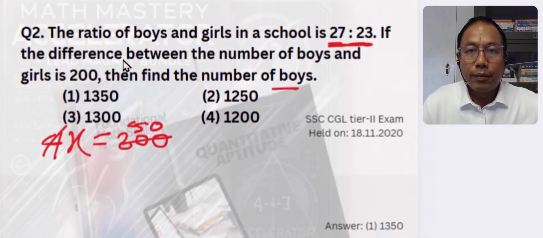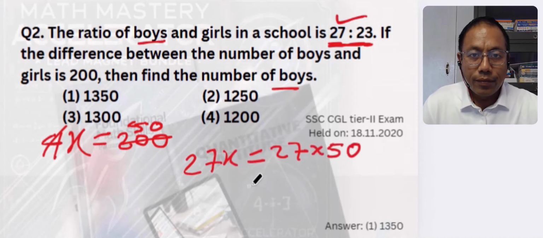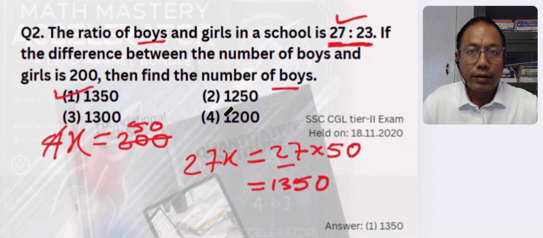Number of boys. Boys is the first one. The first one is 27x. 27x is 27 into 50. 27 is odd. Subtract 1 from 27, we have 26. Half of that is 13. When we multiply by 5, we have unit is 5. We still have 0 here. Product of 27 and 50 is 1350. Where do we have 1350? Option 1 is the right answer.